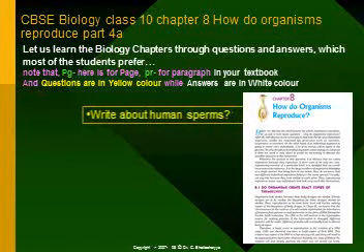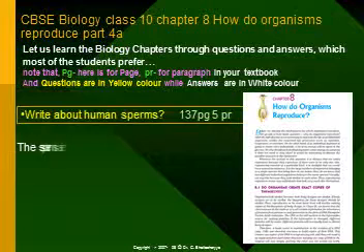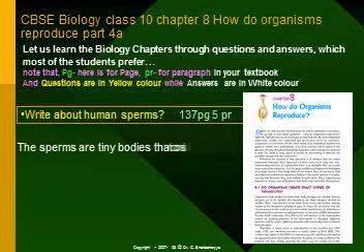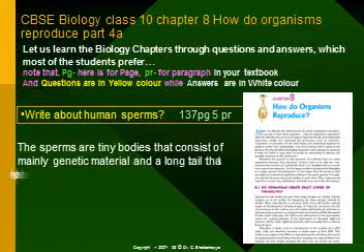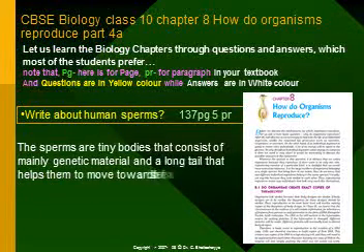Write about human sperms. The sperms are tiny bodies that consist of mainly genetic material and a long tail that helps them to move towards the female germ cell.